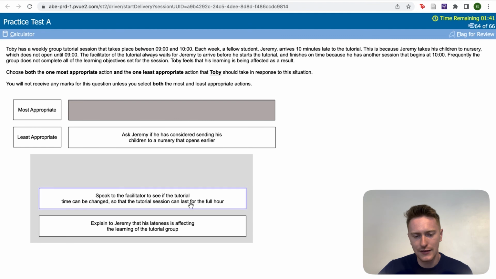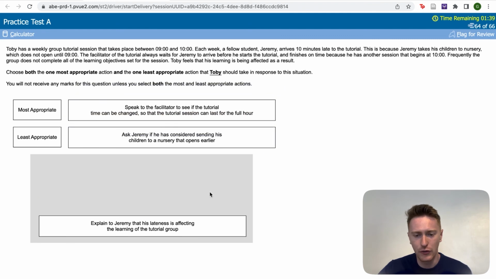Speaking to the facilitator to see whether you can change the time is probably going to solve the problem and is not confrontational. Explain to Jeremy that his lateness is affecting. I mean, that is somewhat appropriate, but it's also kind of guilt tripping him for something he can't control. Whereas this one is a lot more constructive about the whole thing.